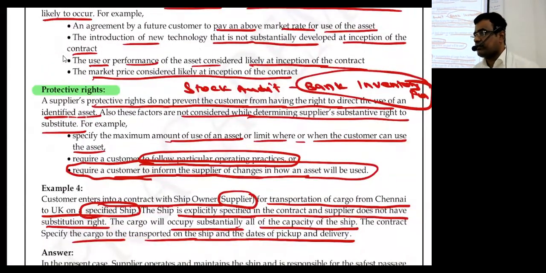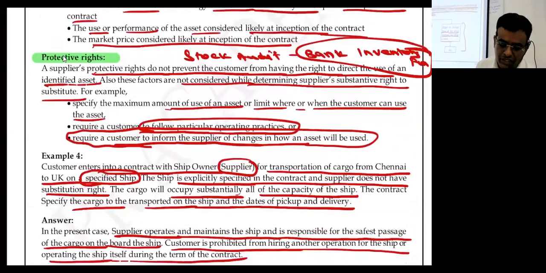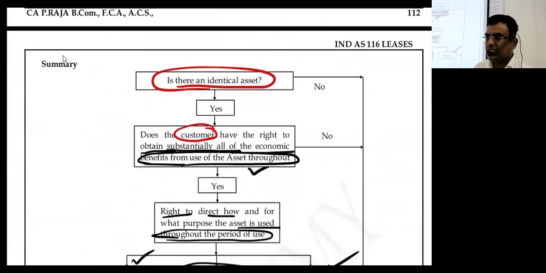Productivity rights. Productivity rights are different from substantive rights. Yes or no? That is no problem. How is my asset going to work? All those things you can take. These are the examples also. Then we discuss the summary.